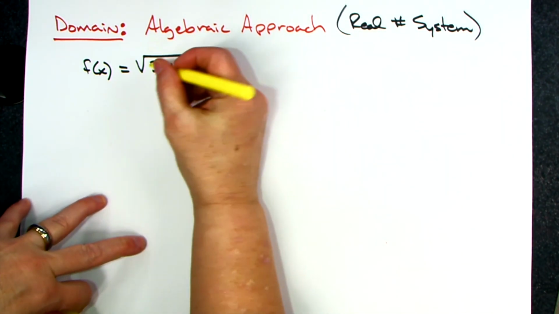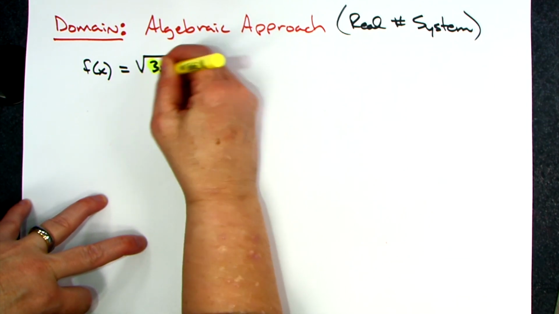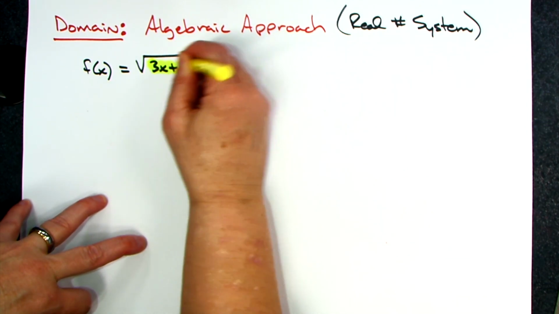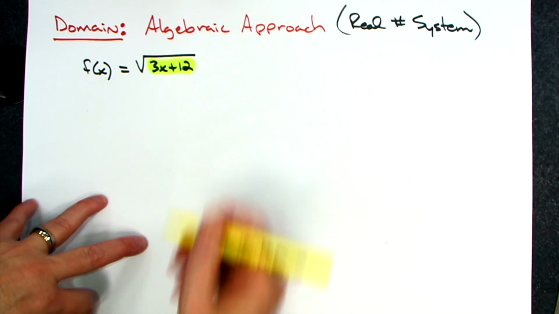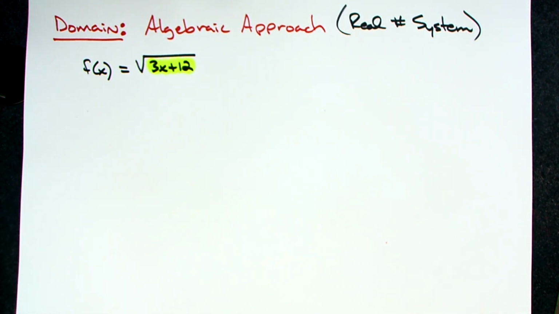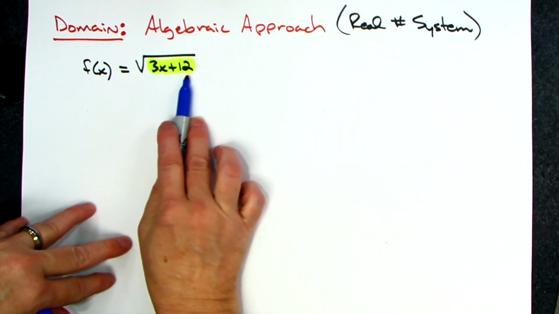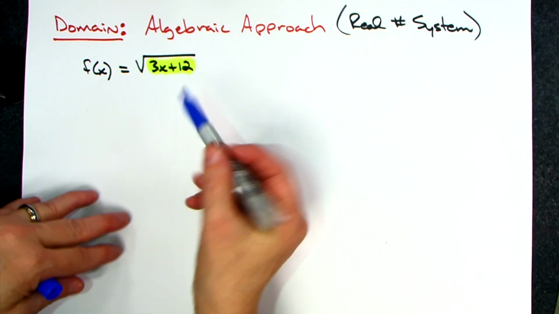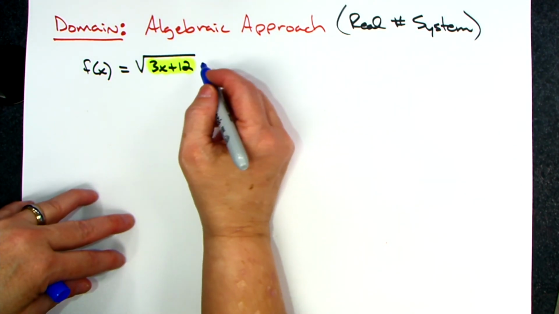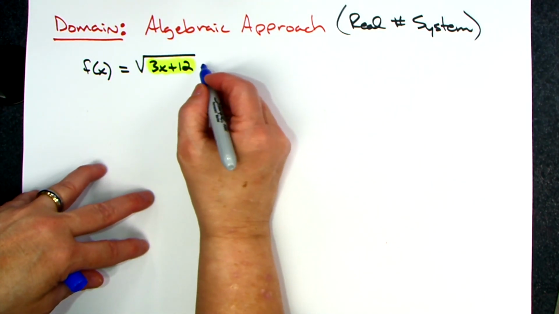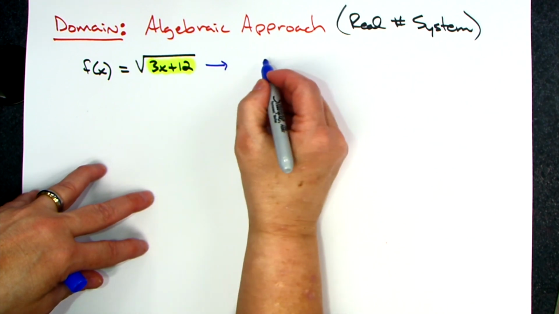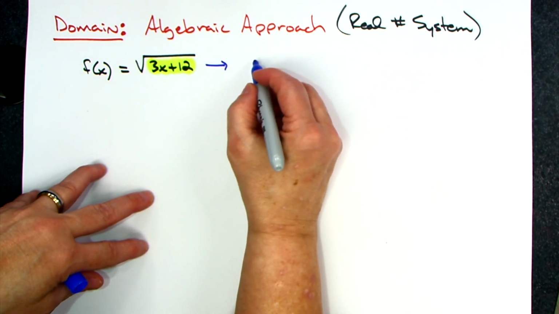So for me to figure out what the domain is, my focus has to be on just the part that is underneath the radical. I know it's a square root, and I know I don't want to take the square root of a negative number. So what am I going to do? I'm going to take whatever is underneath the radical, just the 3x plus 12, and then I'm going to set it greater than or equal to 0.